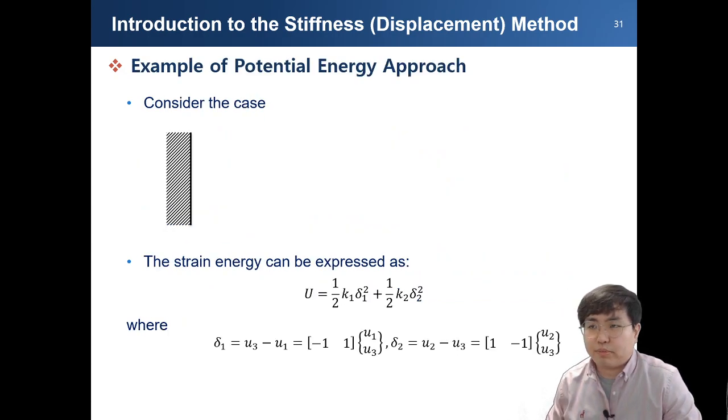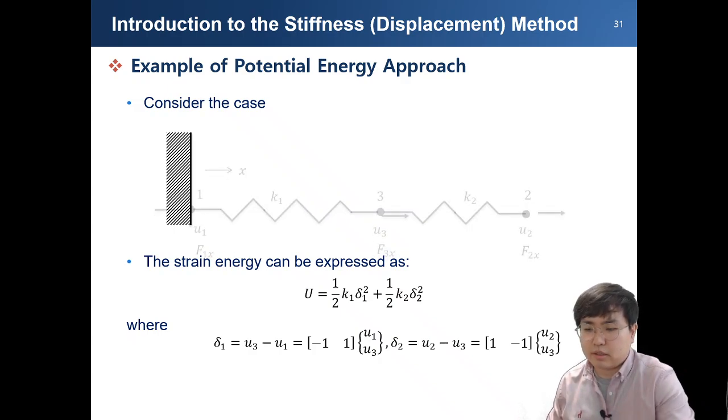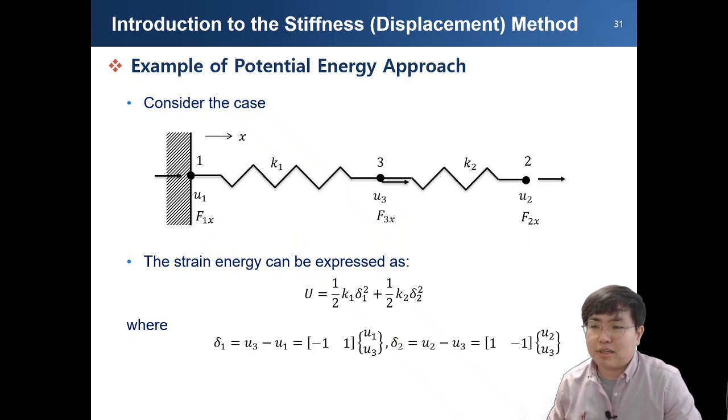I also prepared some examples. Let's follow the details. Let's consider the same example as previously. We have two elements. The index looks like this. The first node is attached to the wall, at the end is the second node, and in the middle is the third node.